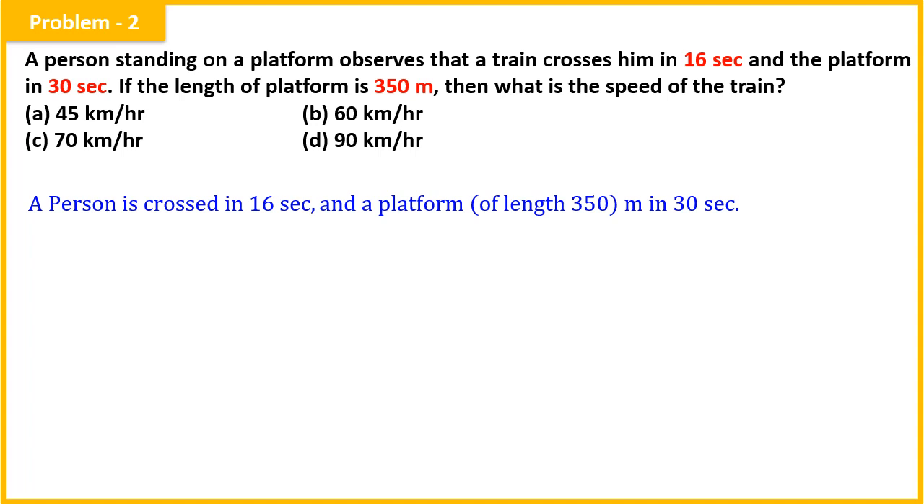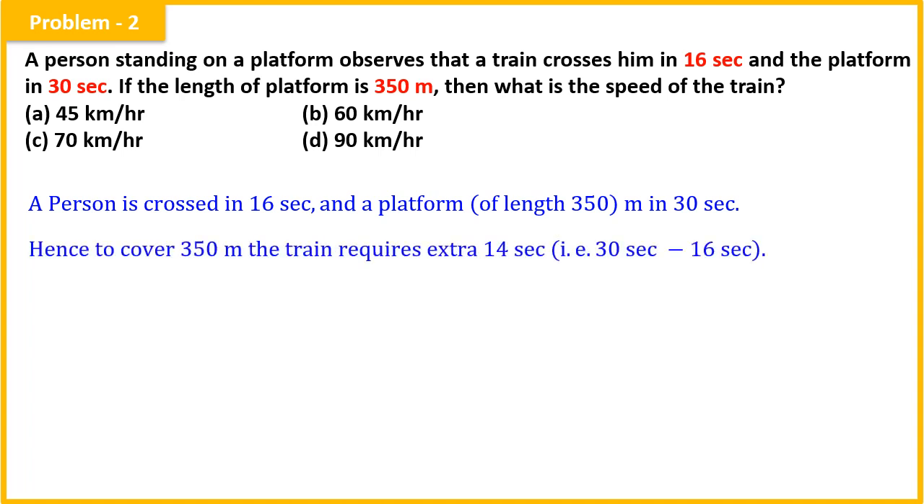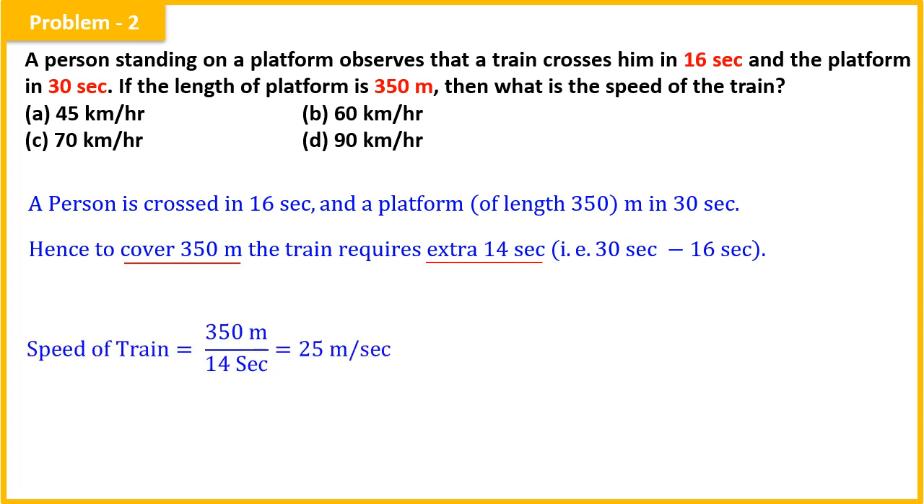What does it mean? It means that to cover 350 meters the train requires an extra 14 seconds, because the person gets crossed in 16 seconds, but here it takes 30 seconds, that is 14 seconds more than 16 seconds, 14 seconds extra. So to cover 350 meters, the train requires an extra 14 seconds. So what is the speed of the train? 350 meters divided by 14 seconds, which comes out to be 25 meter per second. By multiplying it with 18 by 5, it comes out to be 90 kilometer per hour.